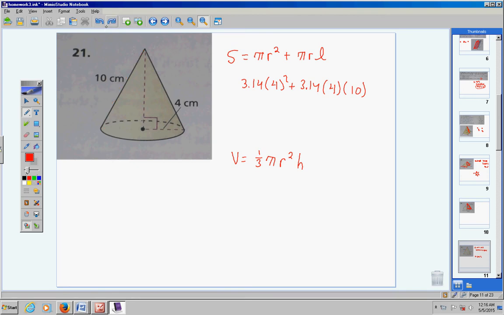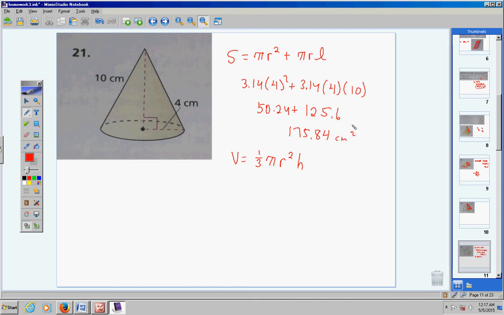Okay, right there. Alright, now, moving on. So grab my calculator here. 3.14 times 16, because 4 squared is 16, would give us 50.24. And then 3.14 times 4 times 10 would give us 125.6. Now add those two together, and you come up with 175.84. That's surface area. So centimeters squared.